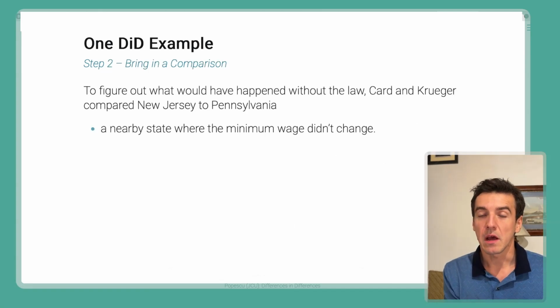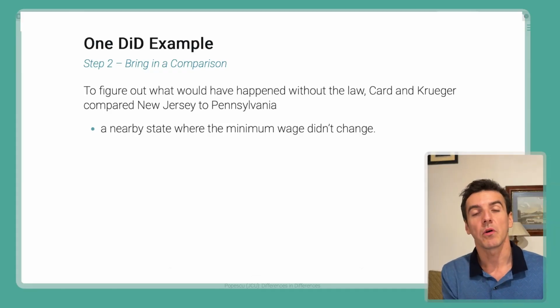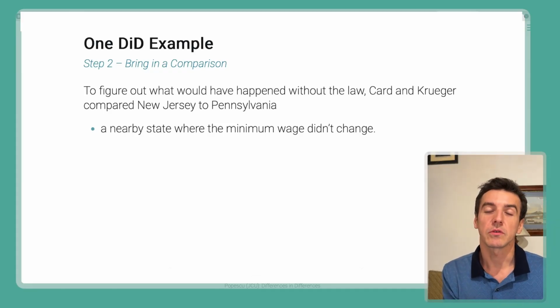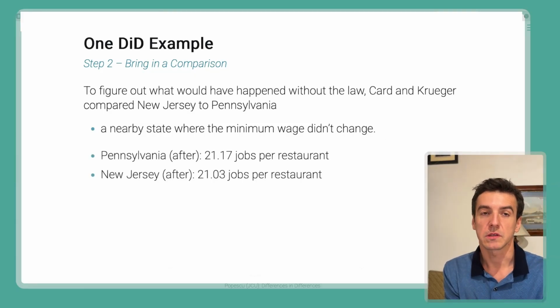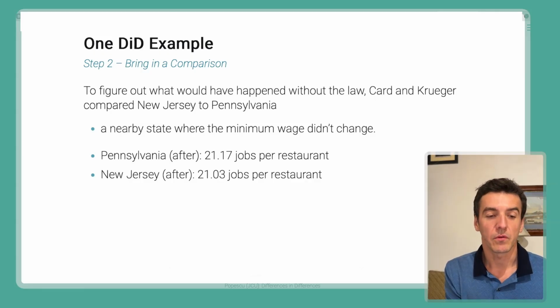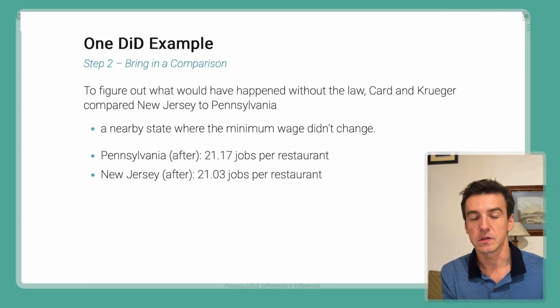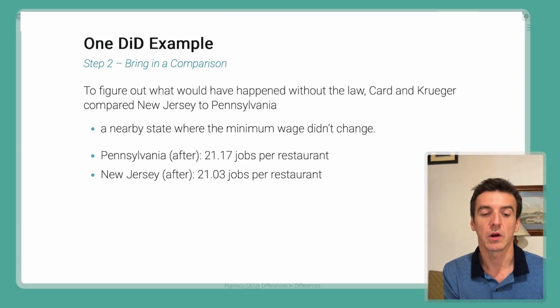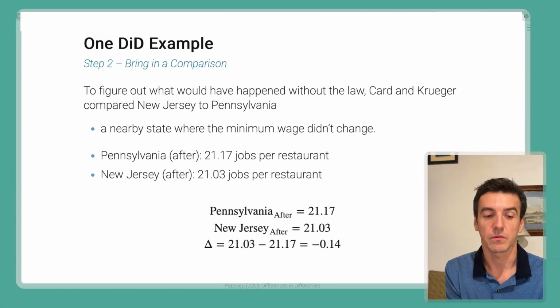So to figure that out, or to answer the question of whether it's really this minimum wage policy that caused the increase in jobs, Card and Krueger look at the neighboring state of Pennsylvania. In this state, the minimum wage, as we discussed, did not change. So in Pennsylvania, after this change that happened in New Jersey, there were 21.17 jobs per restaurant, whereas in New Jersey after it was 21.03.